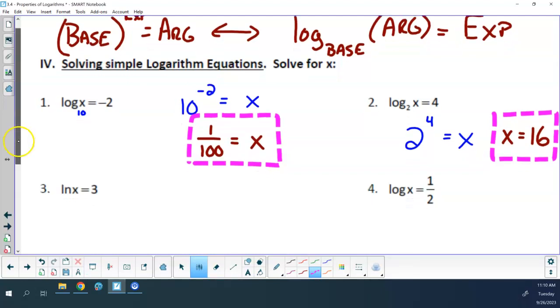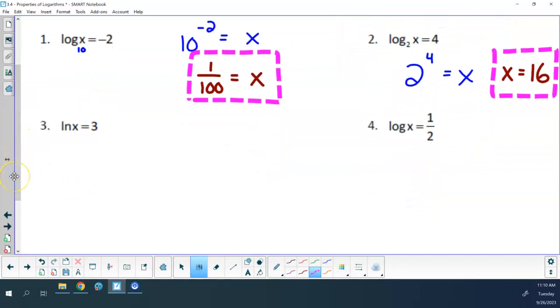In natural log cases, same thing. Natural log is just log base e. So then this would be e cubed is x, which for us is much nicer, much cleaner, much easier than e to the third, 20.0855. Right?